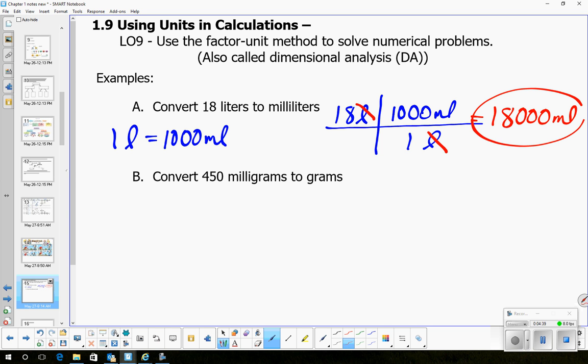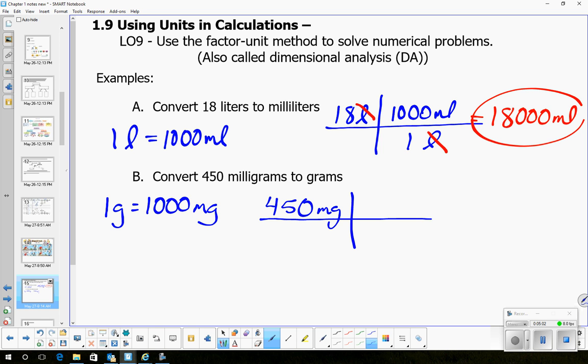Okay, so on the next one, we're going to do the same thing. Again, there's 1 gram in 1,000 milligrams. I'm just doing this so you can see I can set up the fraction any way I need to if I know it's an equality, because it's like multiplying by 1. So I take 450 milligrams.